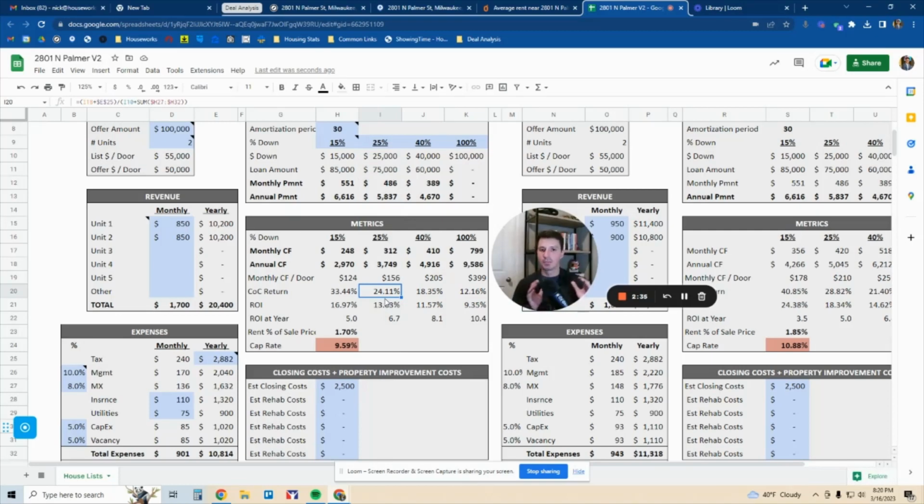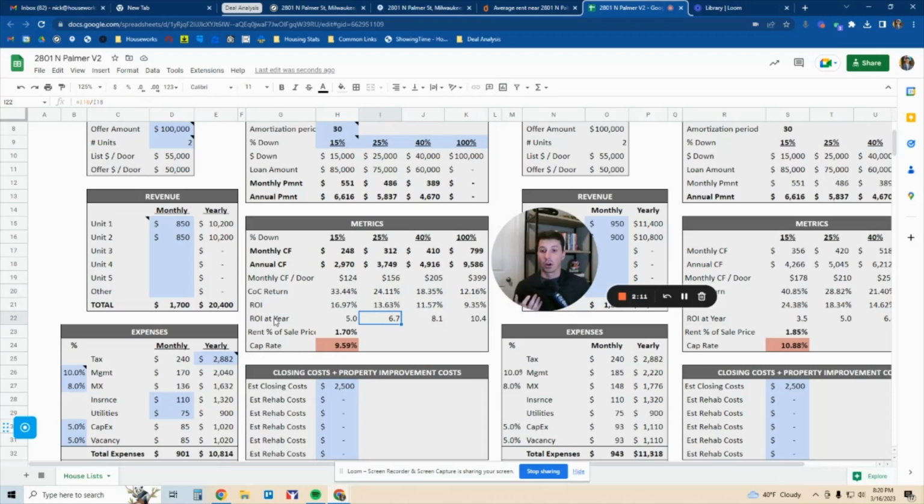To me, it's the most apples to apples comparison to how we think about like a stock price return, a stock market return. It's the return on the money you're putting in. Return on investment is going to be the exact same thing. It's the return on the money that you're putting in, but it includes taxes that you're paying. So that's why you're going to see a lower ROI compared to cash on cash, because it includes your taxes.